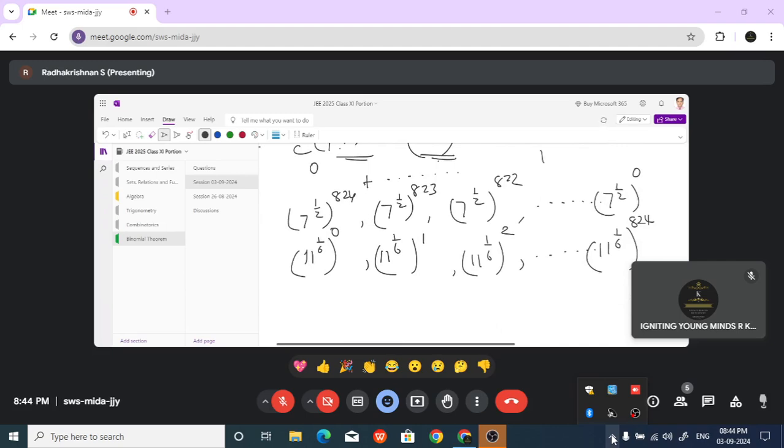Okay. Now, if you look at this first term, 7 power half power 824 is 824/2, so this is divisible by 2. So it becomes 7 power 412, so that will be an integer. Whereas for this one, 823/2 is non-integer, correct? It's not an integer. 823 does not get divided by 2, so it will be some 411 and a half. So it is non-integer, 7 power some non-integer.